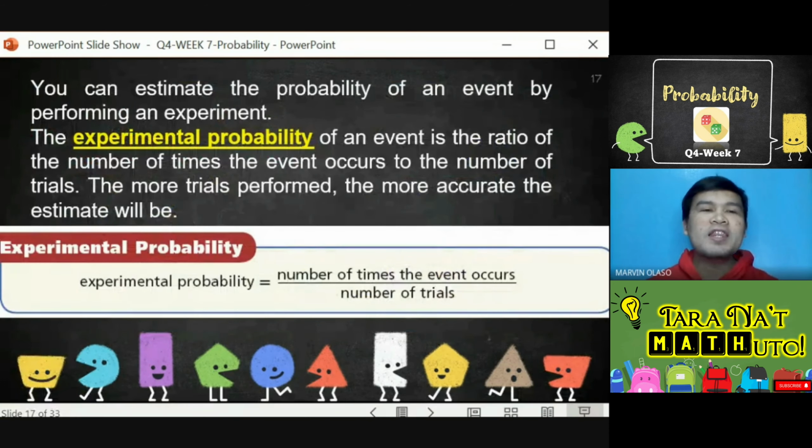Alright. Now, we can estimate the probability of an event by performing an experiment. Ito na nga, yung experimental probability. So the formula in giving the experimental probability is the number of times the event occurs over the number of trials. So wag niyong kakalimutan yan. So for example, we cannot do an experiment live. Hindi tayo magkakaroon ng face-to-face. So, ang gagawin natin is, for example, I had an experiment. So, let's try an example of experimental probability.